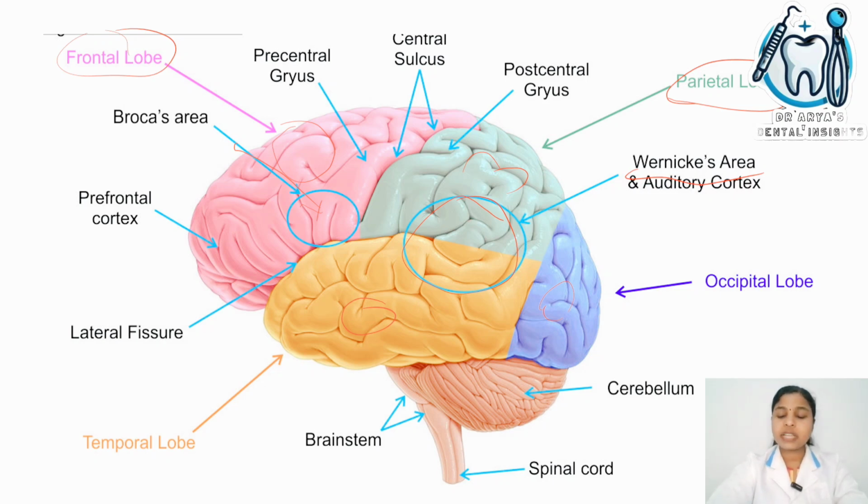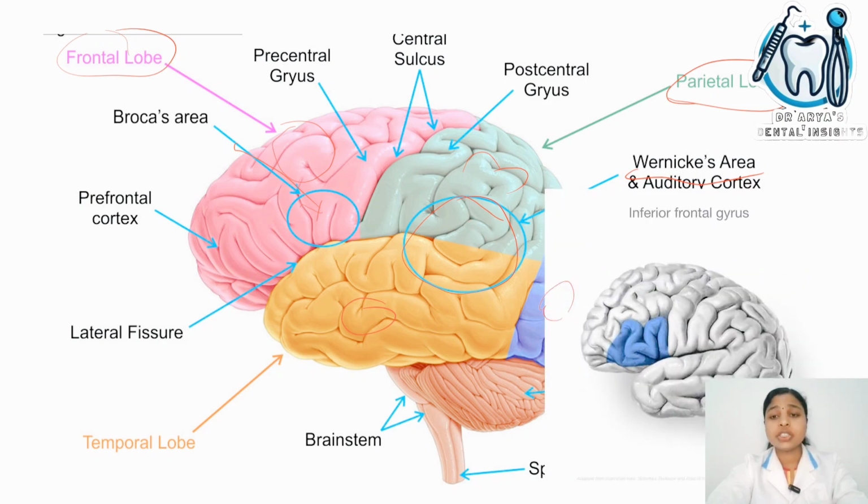Okay, and one more question is there. Broca's area is situated in which frontal gyrus? It is in the inferior frontal gyrus. So this is the Broca's area, and this is the inferior frontal gyrus. So Broca's area is situated in the inferior frontal gyrus. Okay.